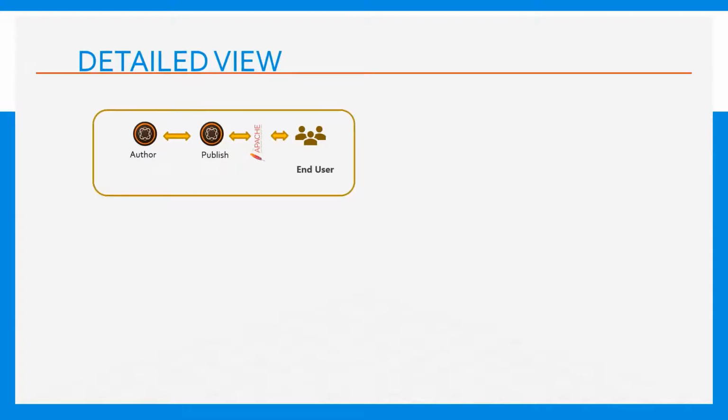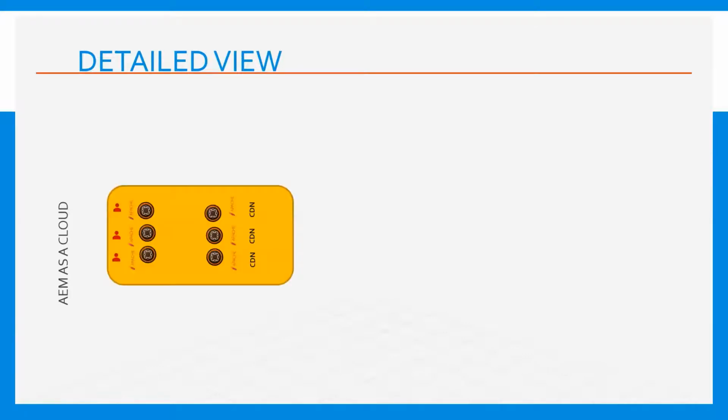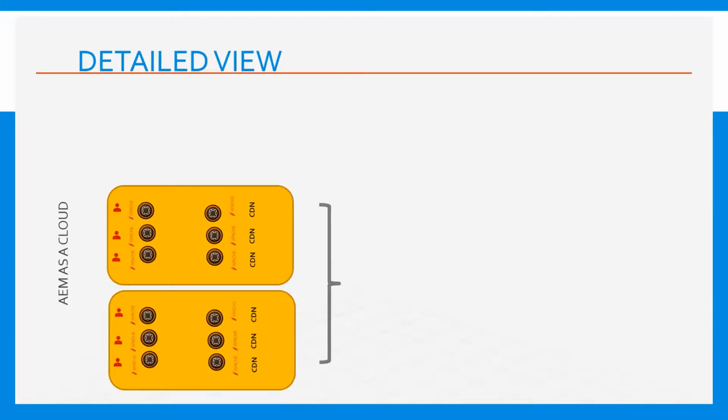Now we will see a detailed comparison. In older AEM, we had author, publish, and a dispatcher based on requirement, which is predefined, calculated in advance. This was the case till AEM 6.5. But in AEM as a cloud, we have a cluster of instances, and when there is a need, based on peak load and performance improvement, an additional cluster gets added to the environment. This provides scalability.